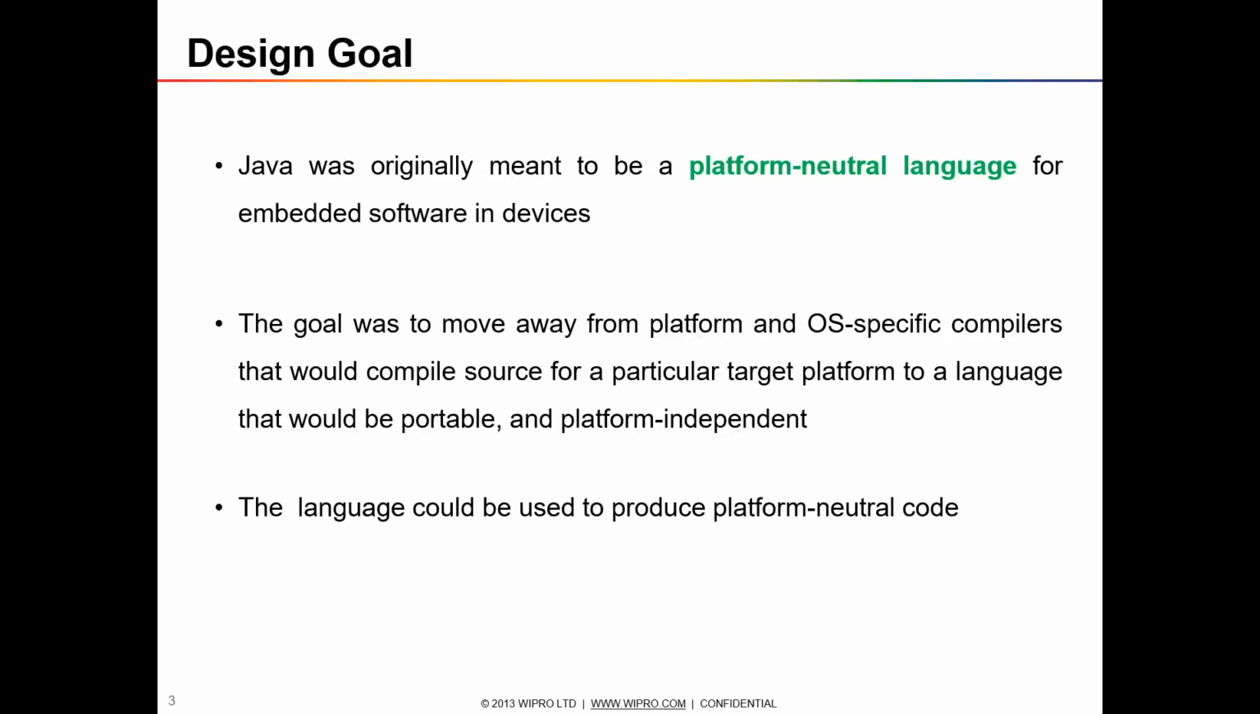So there was a need for moving away from OS specific compilers to OS independent compilers. That will make a programming language as portable as well as platform independent. Java is a platform independent programming language.